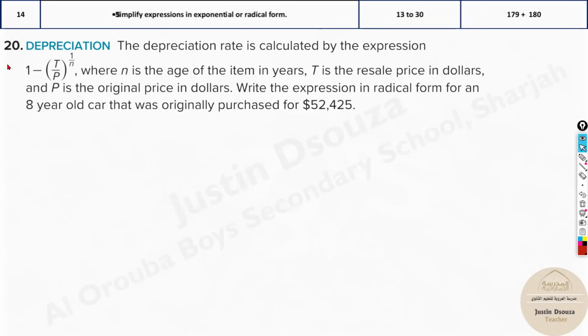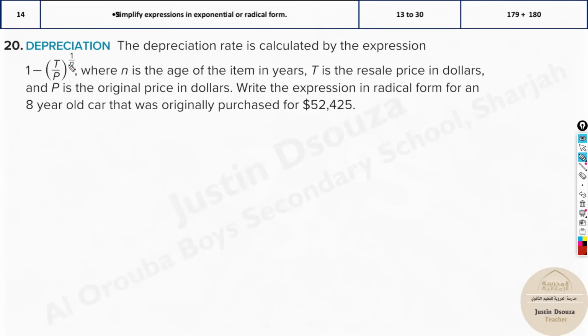Another real world problem on depreciation. The depreciation rate is calculated by this expression given here, where n is the age of the item in years, t is the resale price in dollars, and p is the original price in dollars. Write the expression in radical form for an 8-year-old car that was originally purchased for $52,425.